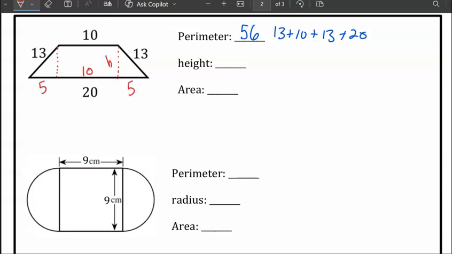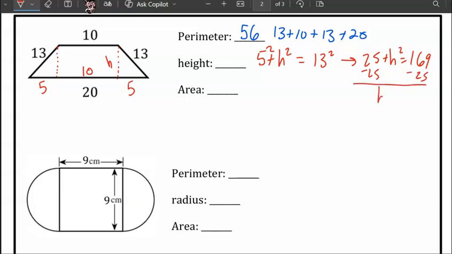To find the height, we use Pythagorean theorem. 5 squared plus h squared equals 13 squared. 25 plus h squared equals 169. Subtract 25 from each side. H squared equals 144. Find the square root. So h, the height, is going to be 12.